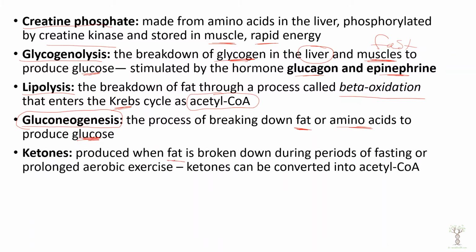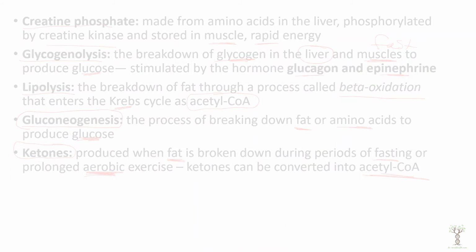When we break down fat as our primary fuel source, which will occur when we have periods of time when we're not eating or during aerobic exercises, especially extended long periods of aerobic exercise, then we will produce ketones. So when fat is broken down, it can be converted into ketones like acetone and hydroxybutyrate. And those molecules can be converted into acetyl-CoA. Acetyl-CoA can also be converted into ketones.